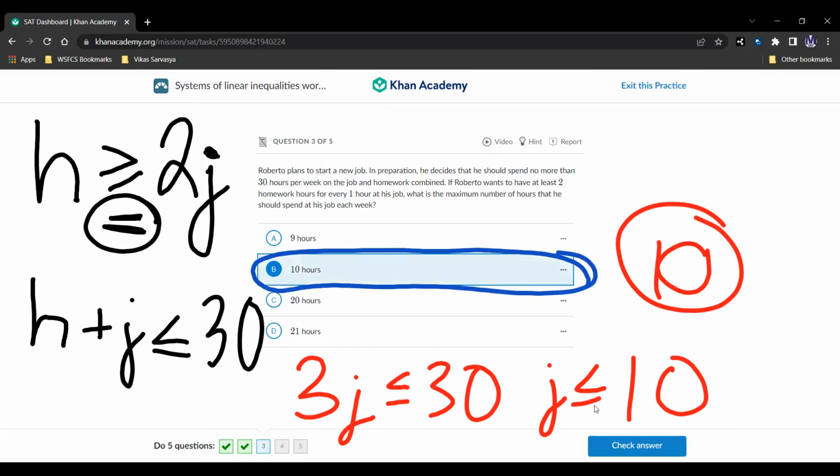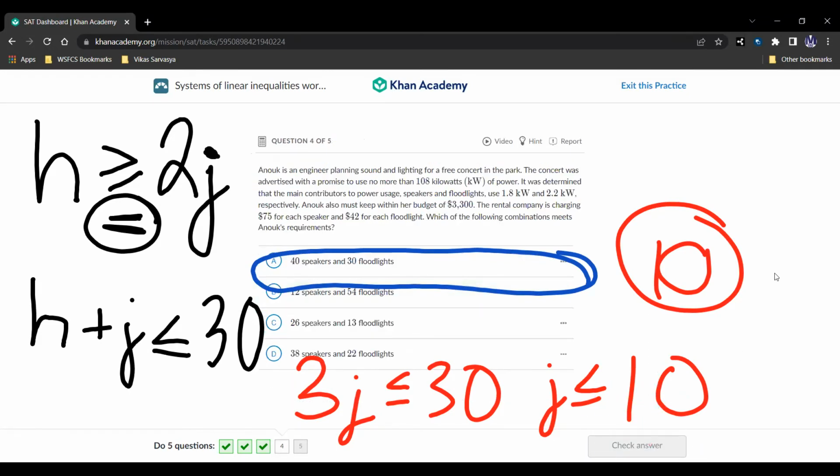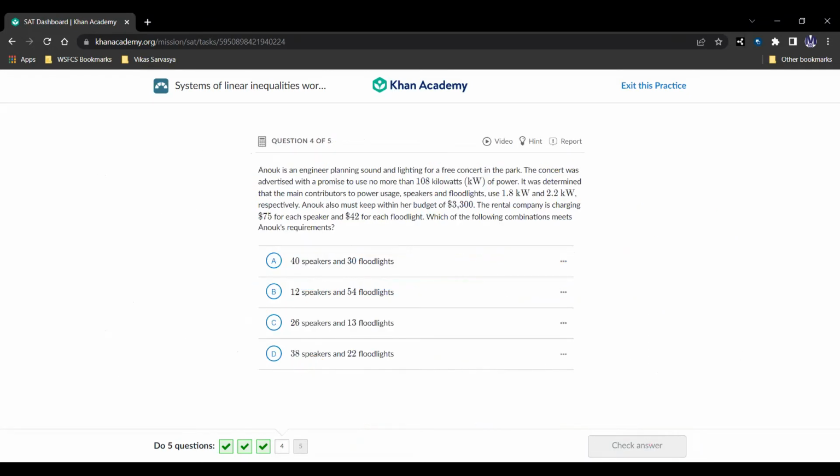Let's keep going. All right, next question, question 4. Here it is. Anuak is an engineer planning sound and lighting for a free concert in the park. The concert is advertised with a promise to use no more than 108 kilowatts (kW) of power. Now, it was determined that the main contributors to power usage are speakers and floodlights, which use 1.8 kilowatts and 2.2 kilowatts respectively.